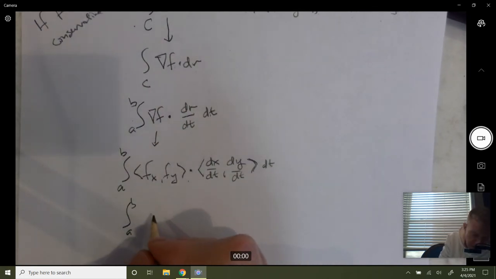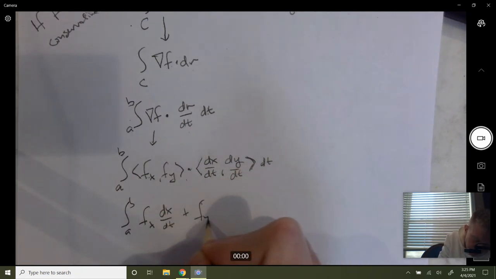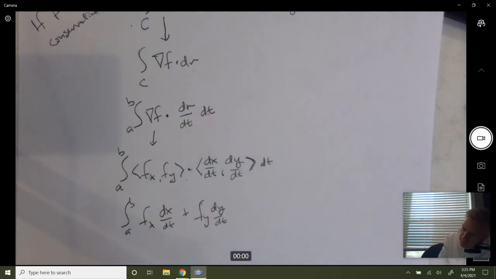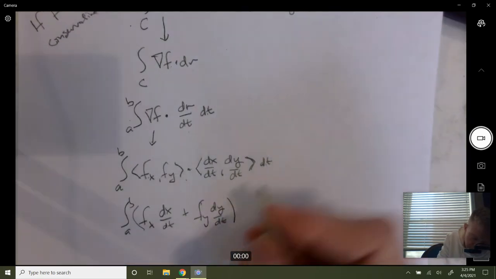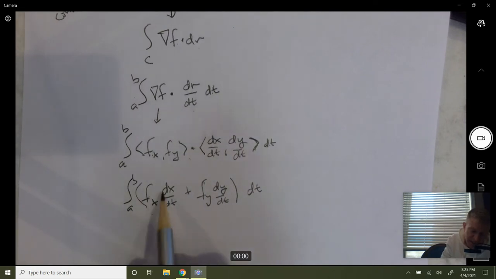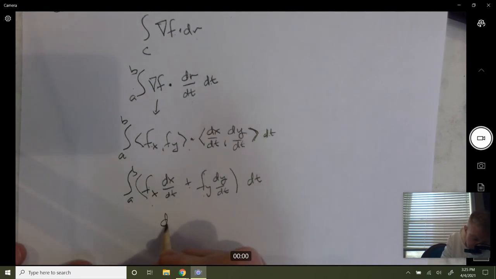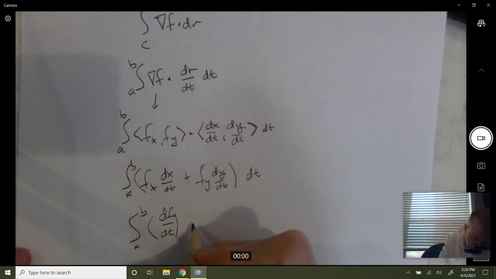Okay, so we can rewrite this as, if we multiply this out, we get your fx dx dt plus your fy dy dt, okay, and that entire thing times your dt, okay? And by your chain rule, if you have a df dx dx dt plus a df dy dy dt, that's another way of writing df dt, integral from a to b, df dt, times your dt.